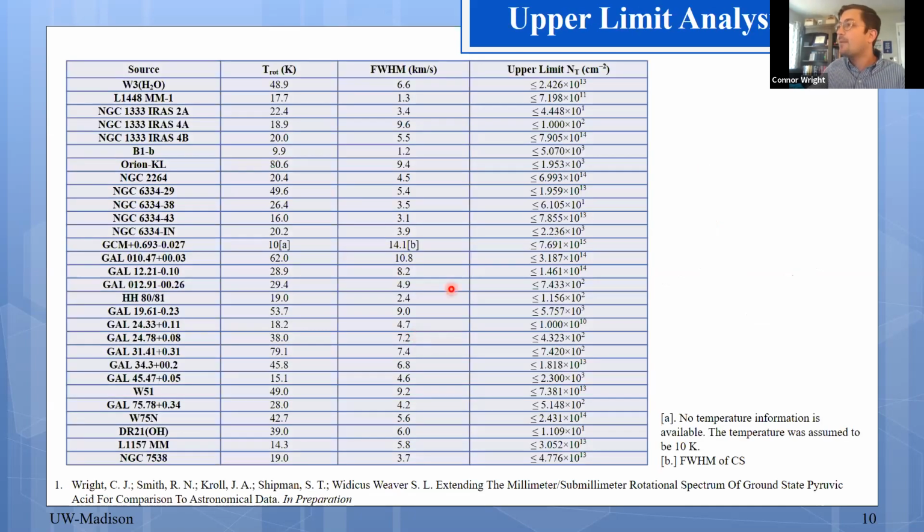But we were able to do an upper limit analysis on all of these sources. What we did is we fixed the rotational temperature and the full width half max line width of pyruvic acid to the weighted average that was found using all of the previously fit molecules in that survey. We found the weighted average, fixed those values, and let the column density fit freely to find an upper limit for pyruvic acid in each source.